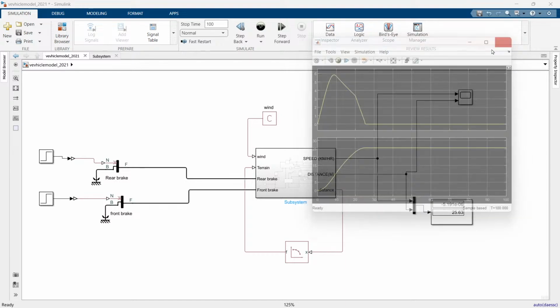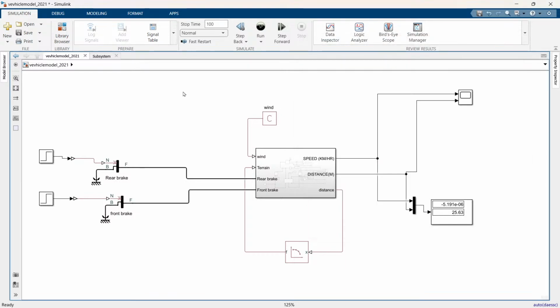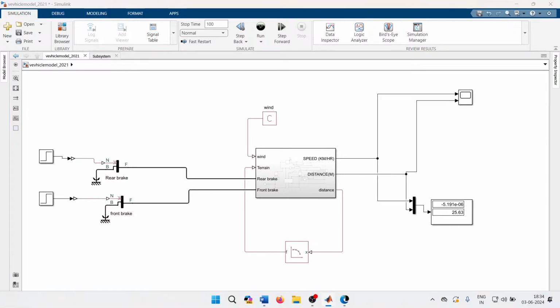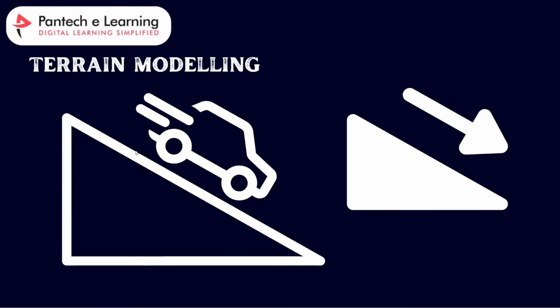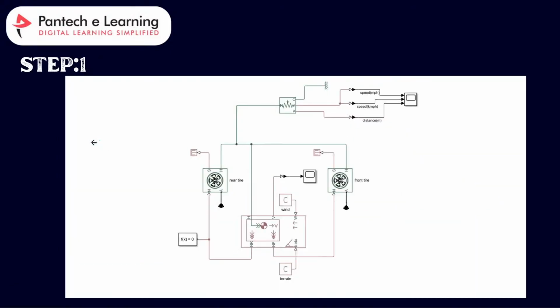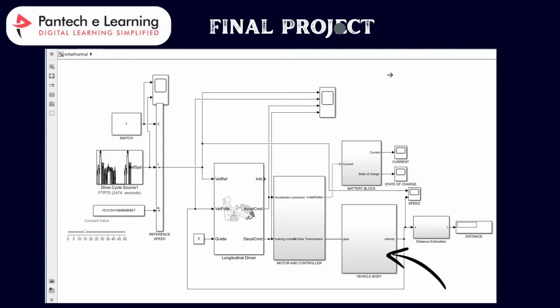This is our output and this is our vehicle dynamic simulation model. So this one is the project 1. I will show you that image. So this one. This is your final EV project.